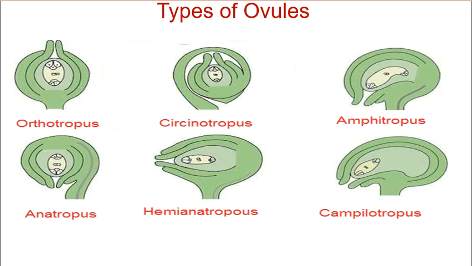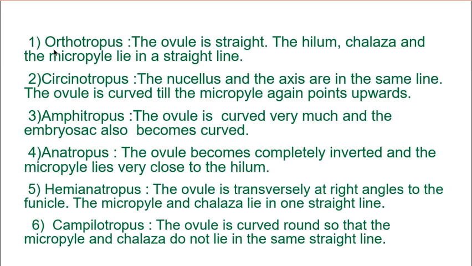So there are 3 things you have to keep in mind. First, the structural diagram of the ovule, meaning where the different parts, chalaza, micropyle, integuments, embryo sac, hilum and funicle, are situated. Secondly, this slide in which the different ovules are shown, and in the third slide we will get the definitions.